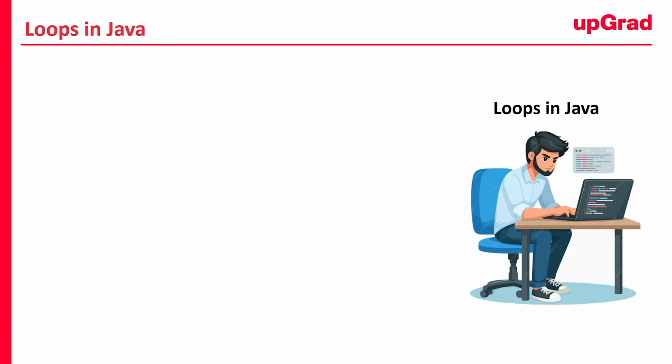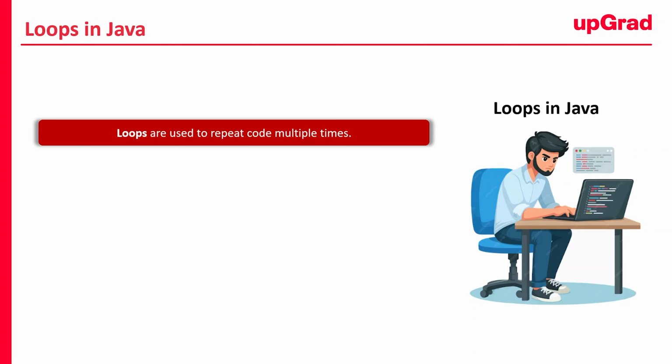So loops in Java. Imagine you have a task to do something multiple times, like printing numbers from 1 to 5. Now, instead of writing System.out.println 1, System.out.println 2, and so on 5 times, a loop will help you do that in a cleaner and faster way.